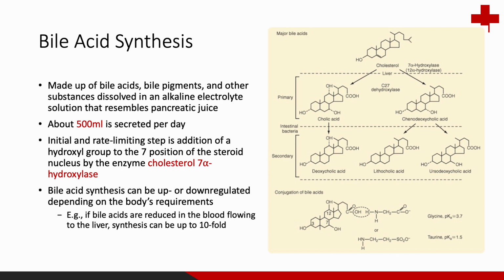Bile acid synthesis can be up or down regulated depending on the body's requirements. For instance, if bile acids are reduced in the blood flowing to the liver, synthesis can be up to tenfold. They activate a variety of cell surface and nuclear receptors in hepatocytes that lead to activation of specific transcription factors that regulate enzyme abundance.